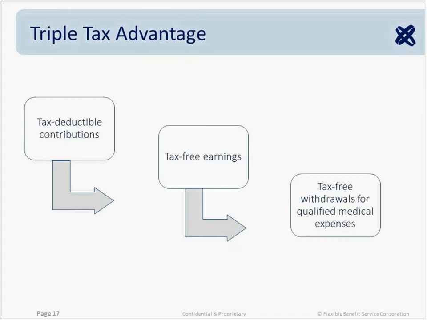Now, one of the unique features about HSAs is something that we refer to as the triple tax advantage. They are one of the only types of accounts that exist today that are completely tax-free from start to end. Contributions are made tax deductible. Money that goes in the account can earn interest, and that interest is earned tax-free. And then as long as money is withdrawn from the account to pay for a qualified medical expense, which we'll define momentarily, that money can be withdrawn tax-free.